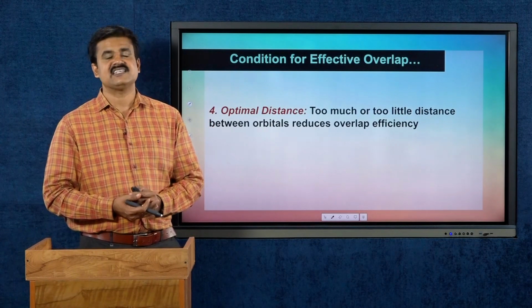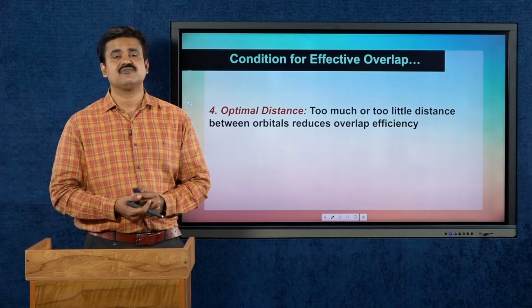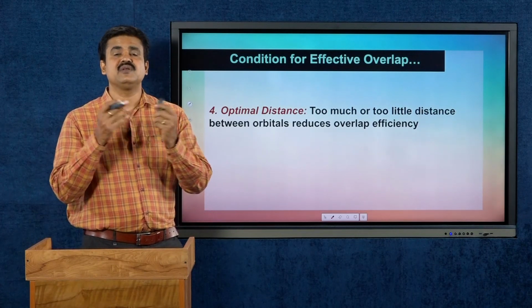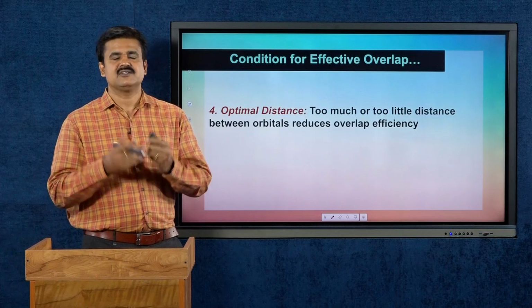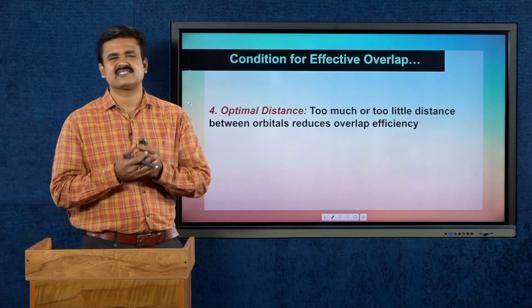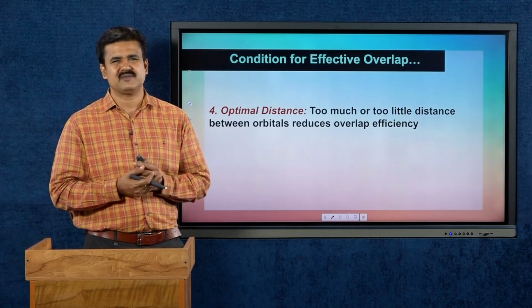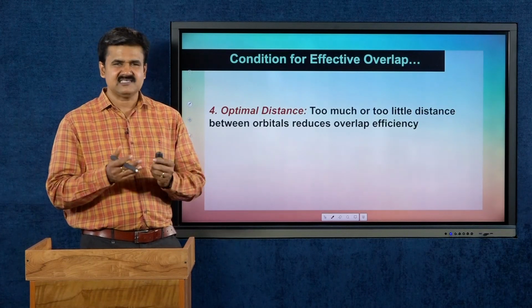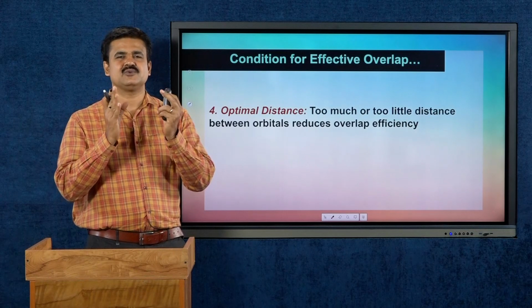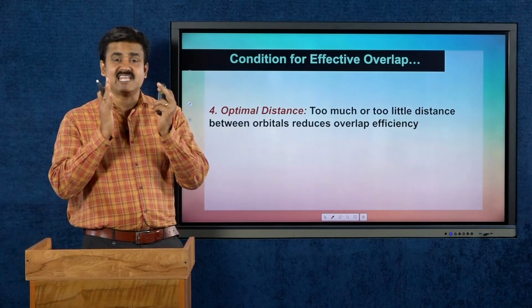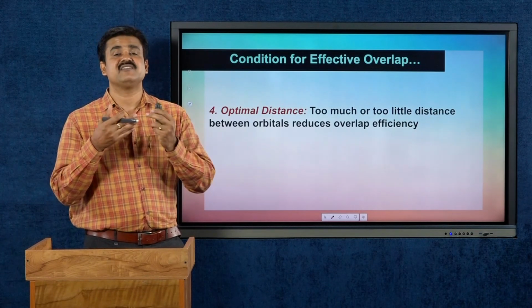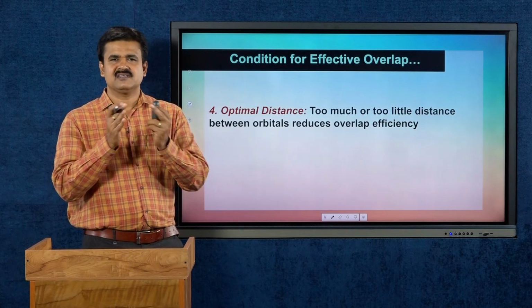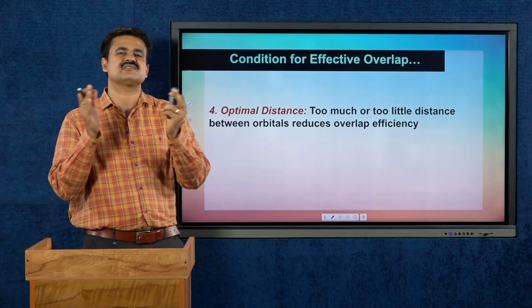Optimal distance is another important condition for effective overlap. Too much distance, far away, or very close distance between the atomic orbitals reduces the efficacy of overlap. That is, for two orbitals to participate in effective overlapping, the distance between them should be some optimal distance. It should not be too long or too short.